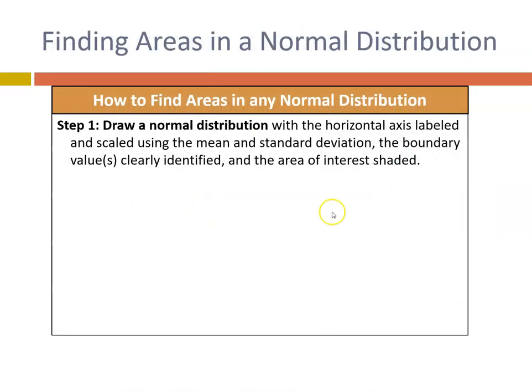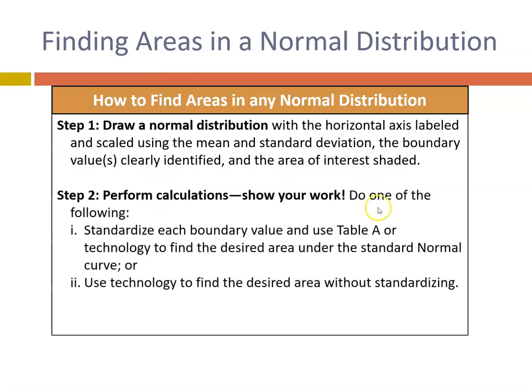What if you were trying to do this and it wasn't already in standard normal form? So if you're trying to find area for any normal distribution, even if it's not already standardized, here's what you're going to do. First things first, you're going to draw a normal distribution, labeling all the things, including doing the shading of interest and noting your boundary values. Then you're going to do your calculations. This is showing your work. There are two options. You do not have to do both. I will show you how to do both, but you just have to do one of them.